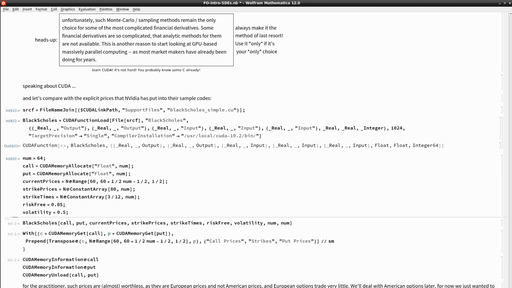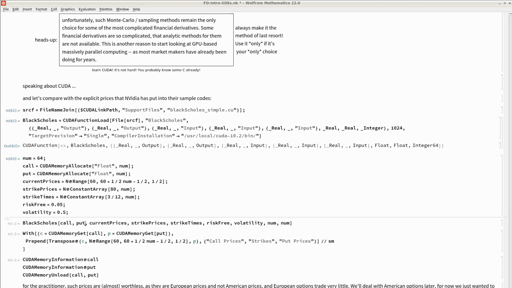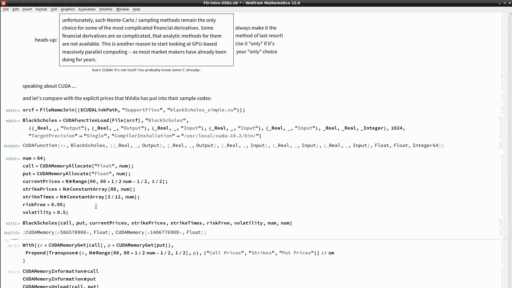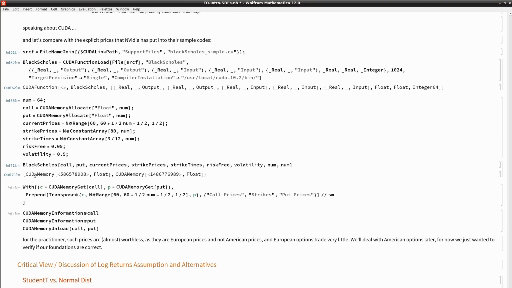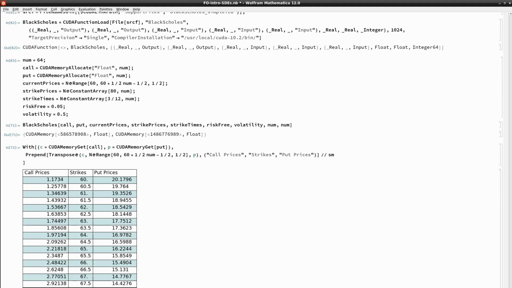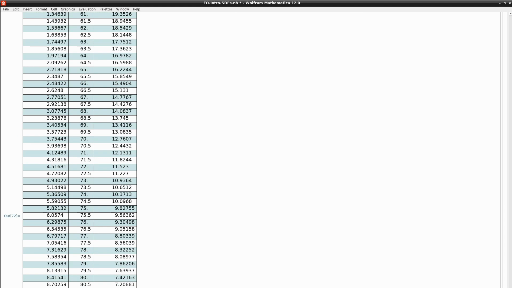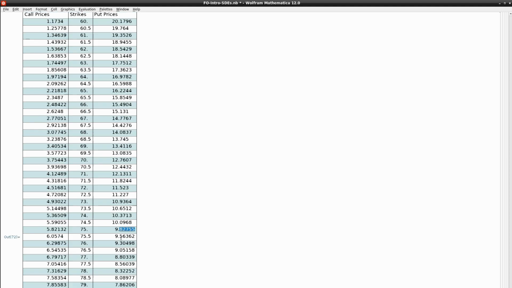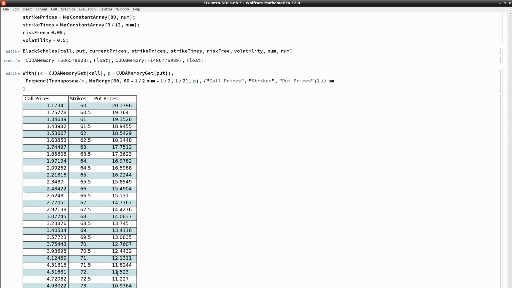I won't show you the output because it's so fast. Let's just compute these numbers, and we now have it in CUDA memory. We can get it with CUDA memory get, and here are our option prices, and we find our prices back at the 75 strike, right? The 5.82133 for the calls and 9.82755, familiar numbers that we had computed earlier.